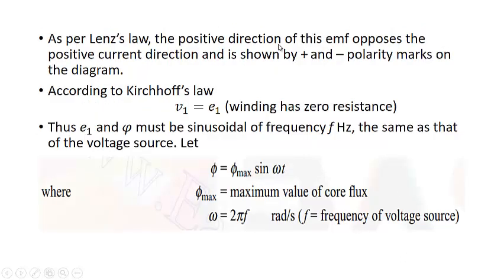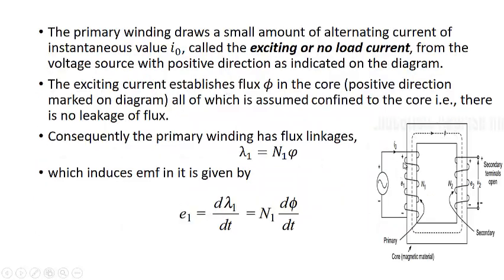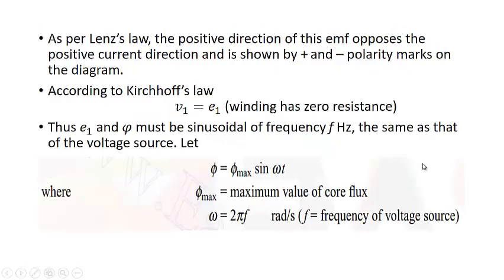As per Lenz's law, the positive direction of this EMF opposes the positive current direction and is shown by the plus minus polarity marked on the diagram. That is, EMF will have this plus, this minus direction, as it is opposing the current flow by producing flux in the opposite direction, and the net current will be very small. So according to Kirchhoff's law, V1 is equal to E1, as we have assumed winding resistance to be 0. If there were some winding resistance, V1 would have been greater than E1.